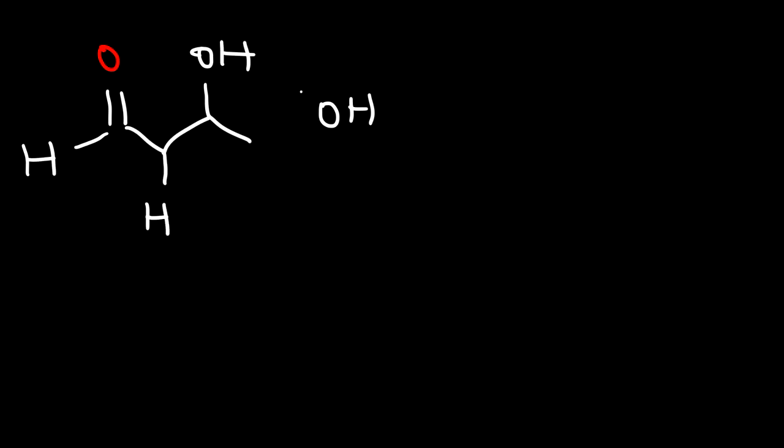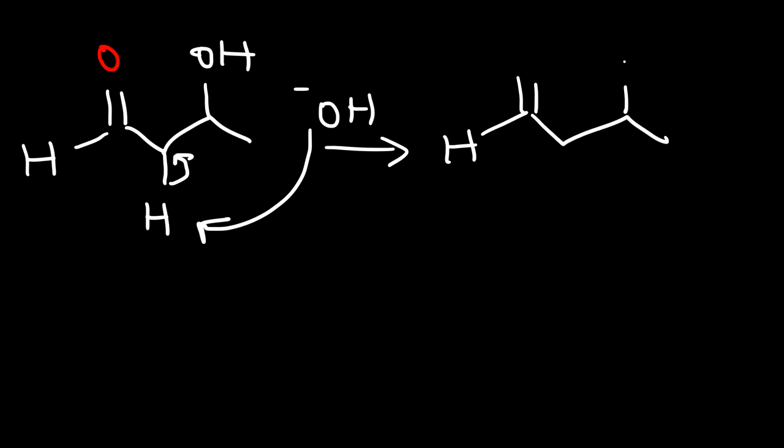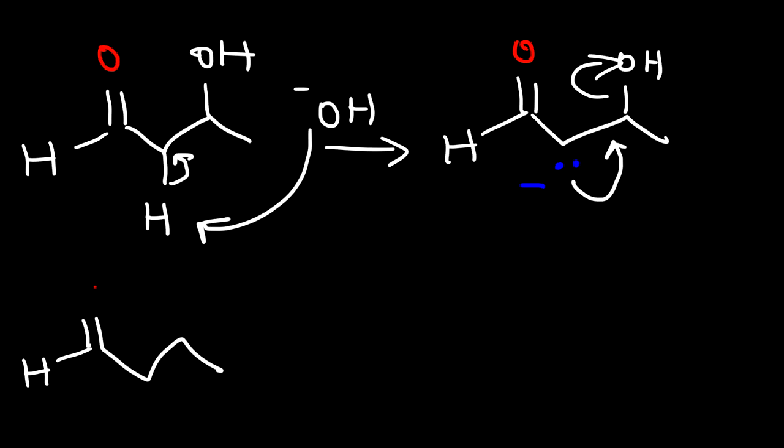Now let's go over the mechanism for the formation of that product. So the first thing that's going to happen is that we need to remove the alpha hydrogen using the hydroxide ion. And so this will give us the enolate ion. Now, once we put the negative charge on the carbon atom, we can expel the hydroxyl group in the next step if we want to. And so this will give us our alpha beta unsaturated aldehyde.